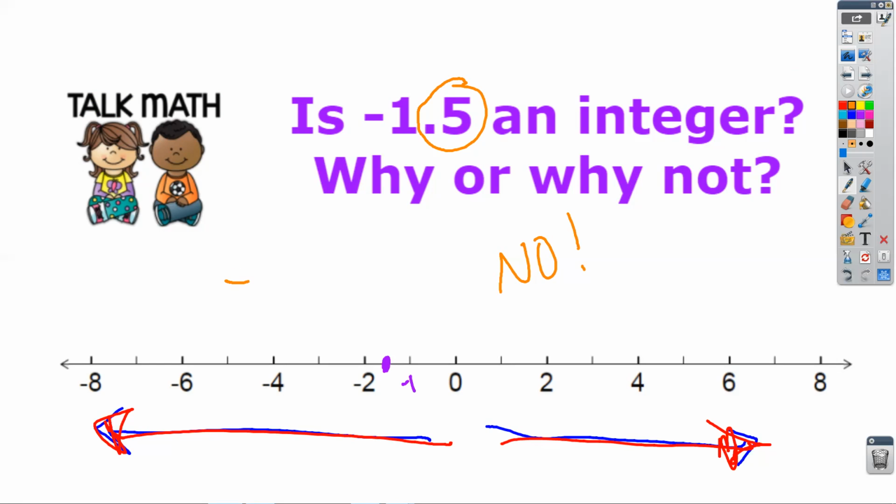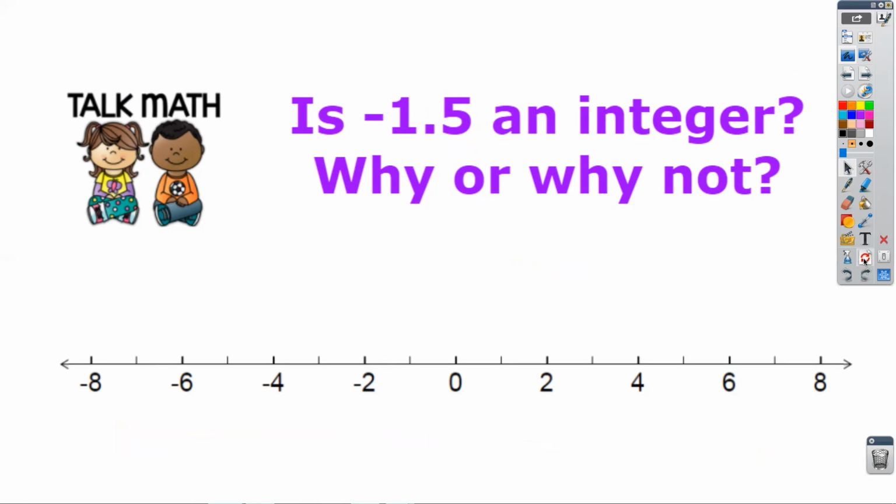Now, if it said negative 1.0, is that an integer? That answer would be yes, because this 0 you can drop off and just say negative 1. So integers are all positive and negative whole numbers only.